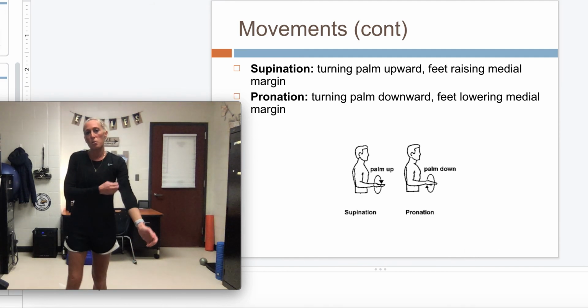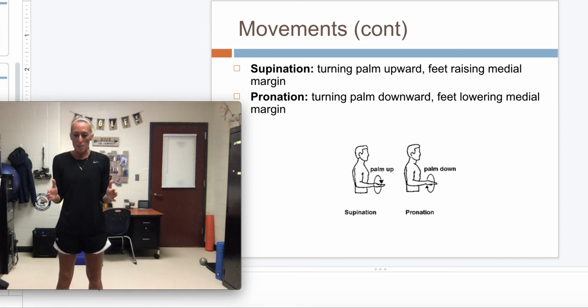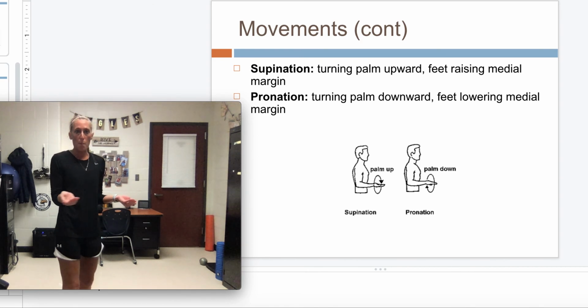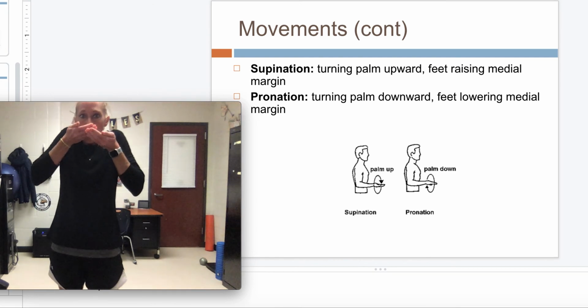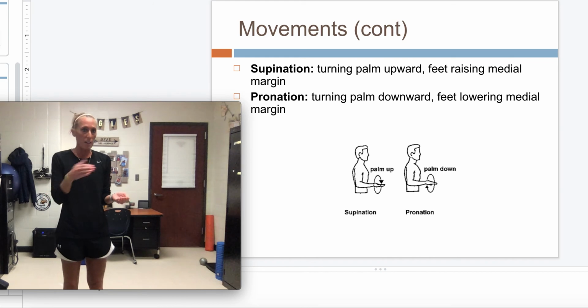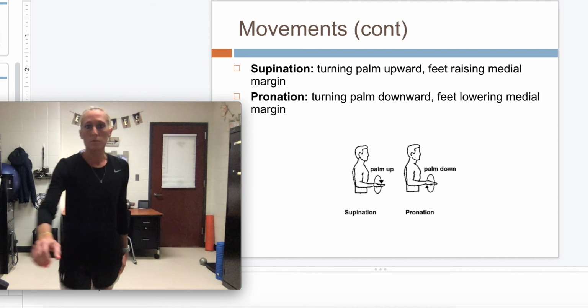Supination and pronation. In order to do this one, we have to isolate, so the elbows need to be locked in by your sides. Your hands are here. Supination, you're going to make a bowl of soup. So you're going to turn your palm up. This is supination, like drinking a bowl of soup there. Pronation, if you crawl prone on the ground, that's face down. So pronation is palm down. Supination, pronation. We had flexion, extension, abduction, adduction.